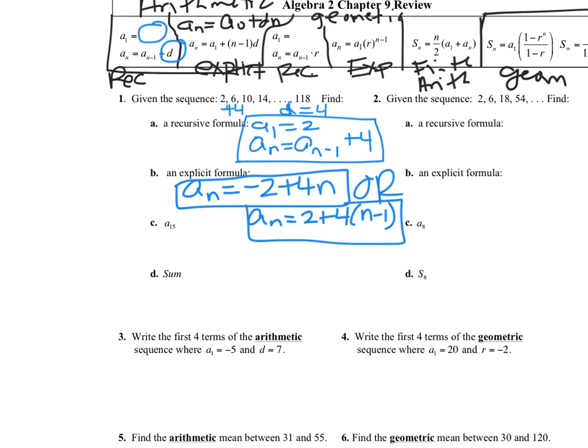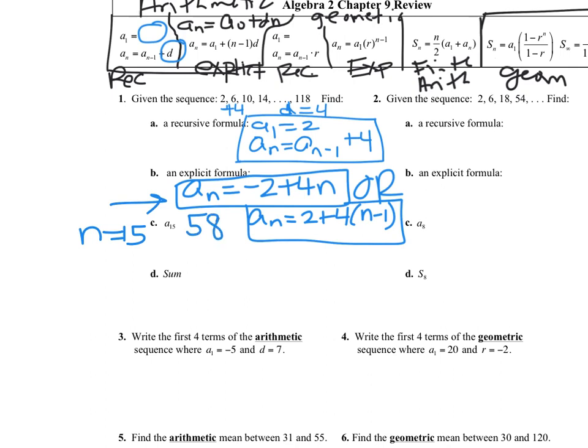Now let's find a sub 15. So a sub 15, that means I need to find the 15th term. Well, this only lists the first 4 and then this other one at the end. So what would be the 15th term in this? How am I going to find that? Plug it in for n. Yes, n equals 15. I'm going to plug it into one of my explicit formulas here. It doesn't matter whichever one you plug it into, you should get the same answer. Negative 2 plus 4 times 15, 58. Very good.